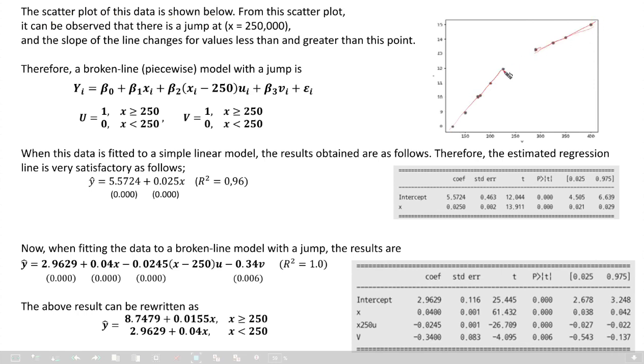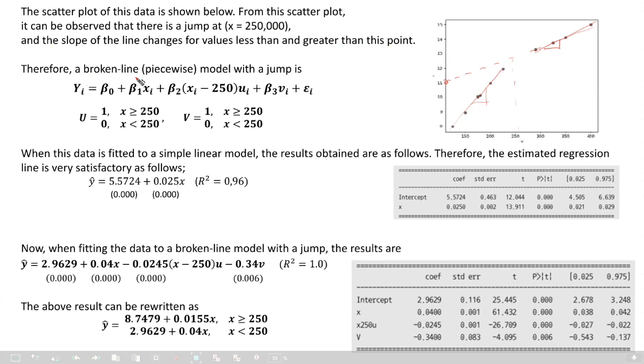Okay, so these two pieces have different slopes and, of course, different intercepts, right? This intercept term is around here, and the slope is like this. This part is almost 0, and the slope is like that. From this scatter plot, it can be observed that there is a jump at 250,000, around here, right? The slope of the line changes for values less than and greater than this point.